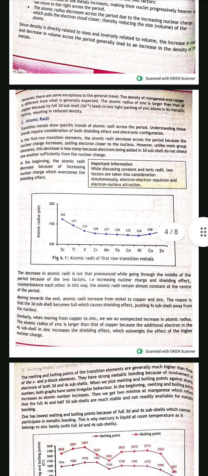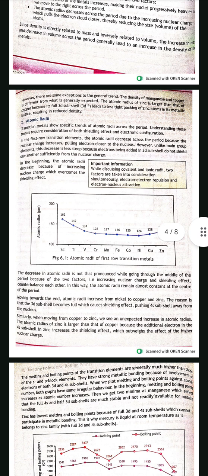Atomic radii. Transition metals show specific trends of atomic radii across the period. Understanding these trends requires consideration of both the shielding effect and electronic configuration. In the first two transition elements, the atomic radii decrease across the period because the nuclear charge increases, pulling electrons closer to the nucleus. However, unlike main group elements, this decrease is less steep because the electrons being added in the 3d subshell do not shield one another sufficiently from the nuclear charge.